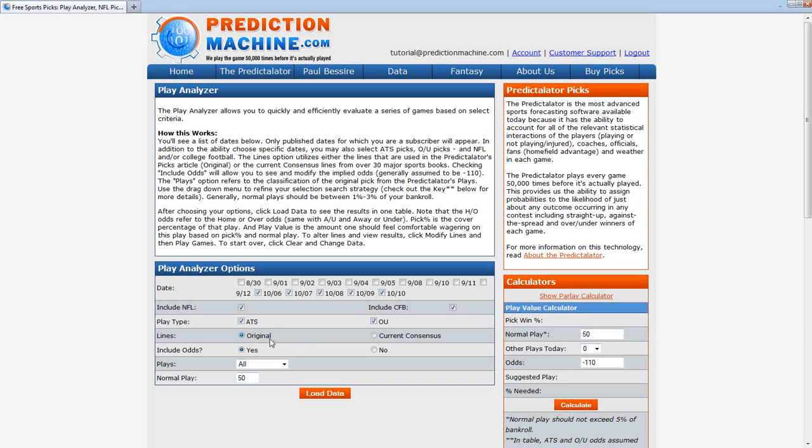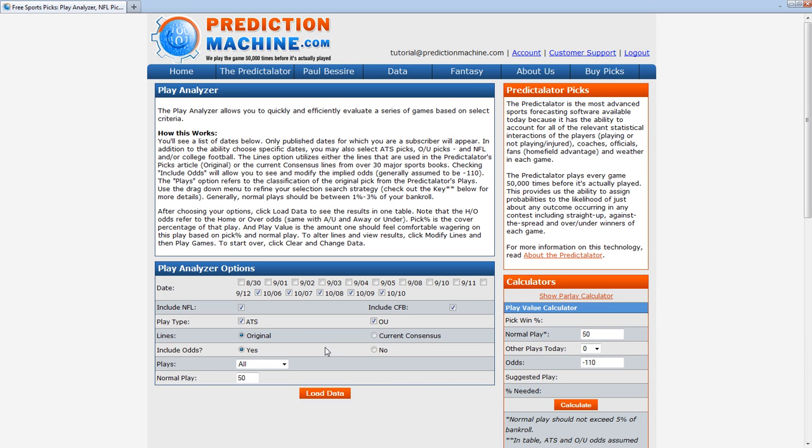Most of you, when you get to the line section, unless you're running these games on Wednesday or you want to see exactly how our picks are published, will want to choose the current consensus lines. That means that instead of running the games at the original lines for which we published them, you can select the current consensus, which is the most common line among the 30 sports books that we evaluate, that updates throughout the day.